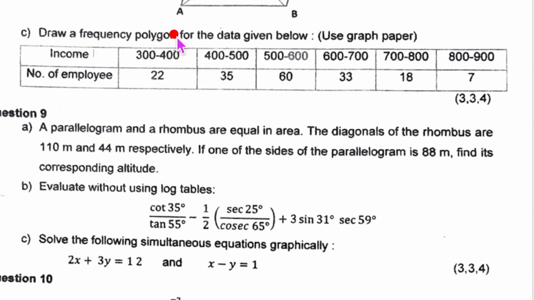Okay, now frequency polygon means we need to take the class mark, that is the mid value of each class interval. Each class interval you will add 300 plus 400 and divide by 2. So the mid value becomes 350, here 450, here 550, here 650, here 750, and here 850. And we need to take this, that is number of employees, on y-axis. Let us see how we go about it.